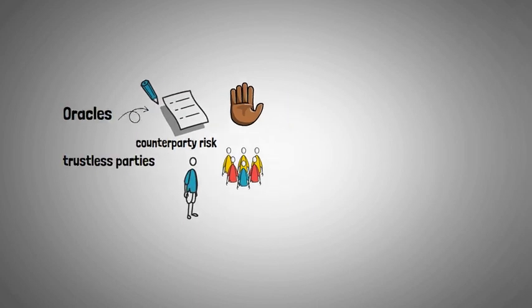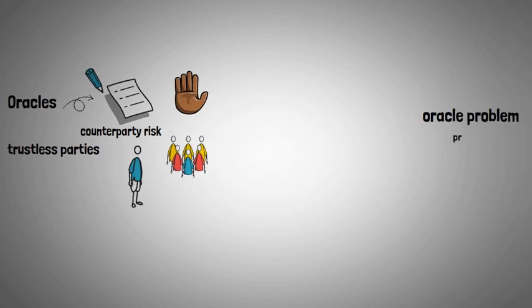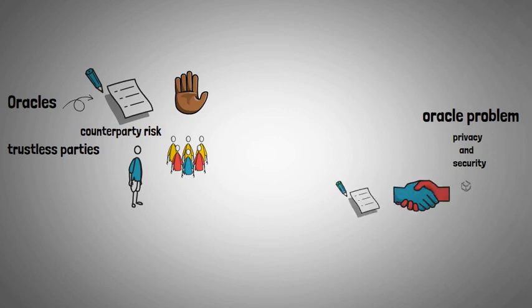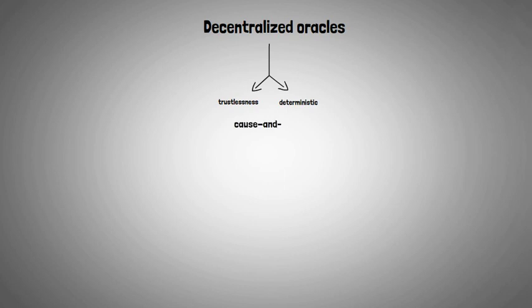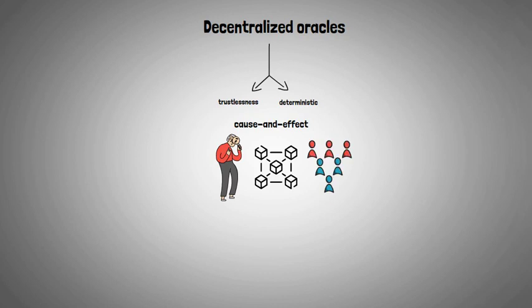Commonly known as the oracle problem, preserving privacy and security and avoiding over-centralization that could damage the relationship between smart contracts and blockchains becomes the critical challenge that oracles face. Decentralized oracles try to achieve trustlessness and deterministic results that rely on cause and effect rather than on individual relationships. They seek to achieve these results in the same way a blockchain network does, distributing trust among many network participants.